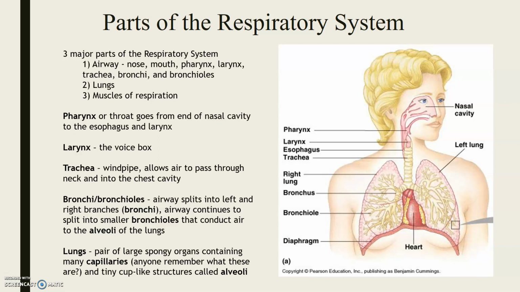So first, I'm sure we're all very familiar with what the nose and mouth do. The pharynx, labeled here, another word for the pharynx is the throat, goes from the end of the nasal cavity to the esophagus and larynx. You may have heard the larynx referred to as the voice box. Now the trachea that's labeled here is also called the windpipe, which allows air to pass into the chest cavity here.